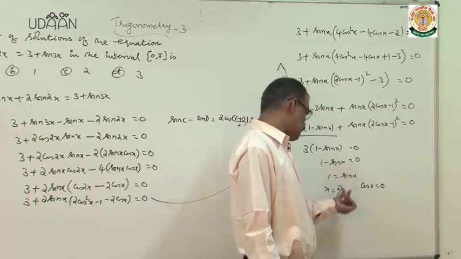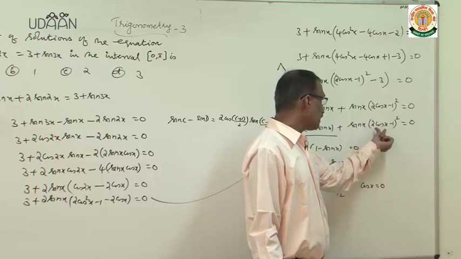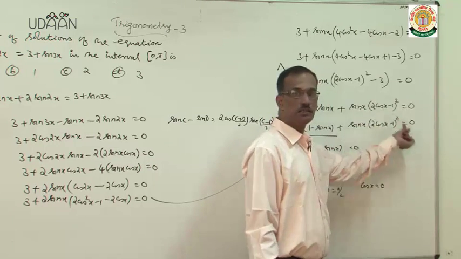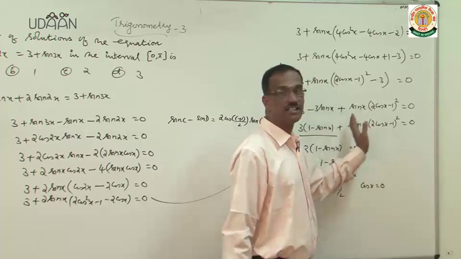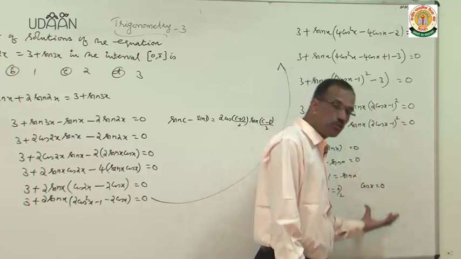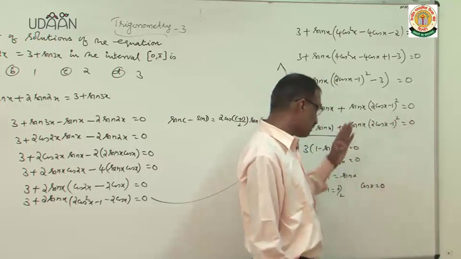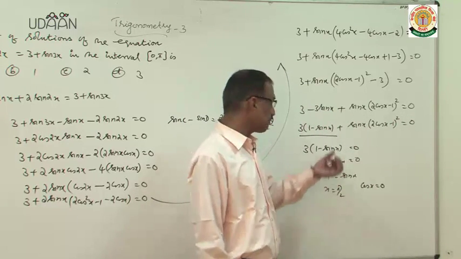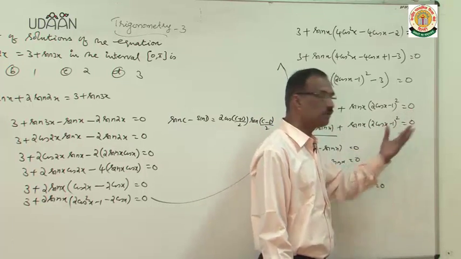Now, in this, if cos x is equal to 0, then putting that in, this term cannot be equal to 0. If it is 0, then only it satisfies these conditions. So, therefore, there is no common solution for these two equations. Now, see here, it is 3 into 1 minus sin x plus sin x into 2 cos x minus 1 whole square equal to 0.